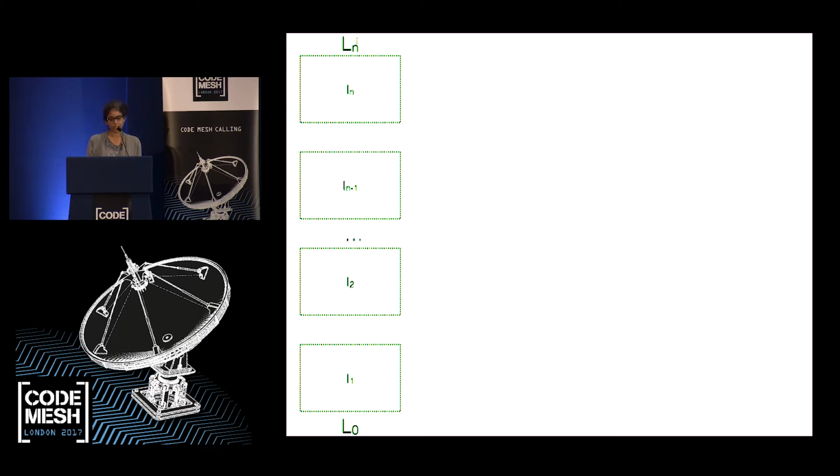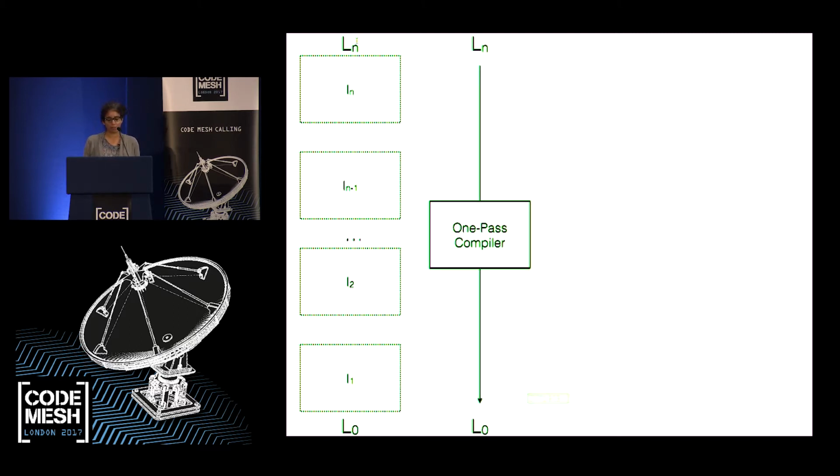And so the goal is then to derive from this tower of interpreters a one-pass compiler that translates directly from Ln to L0. So you give it an Ln program, and it will compile it into this L0 level.